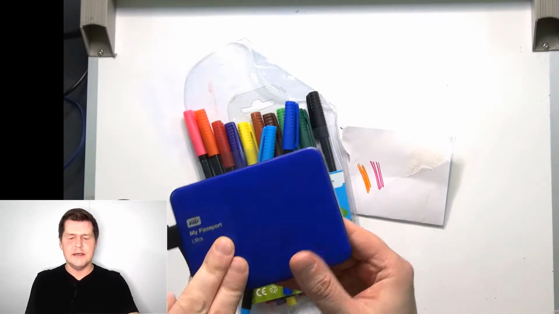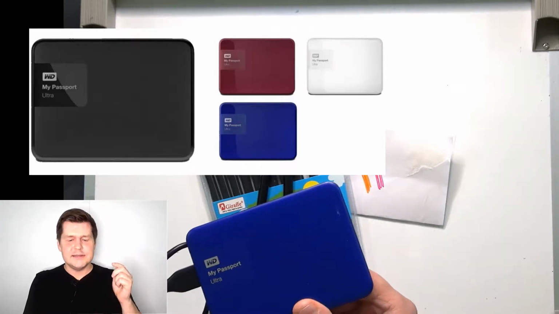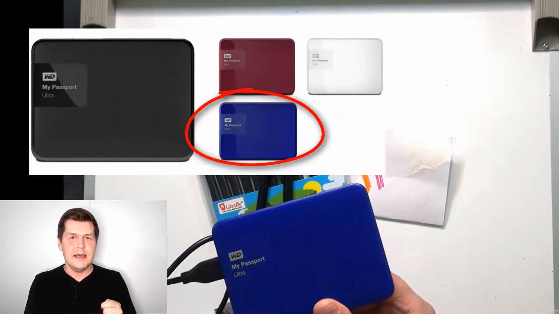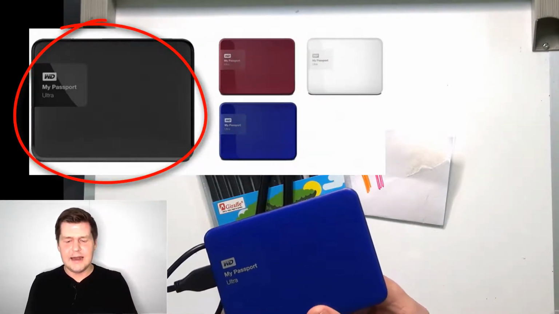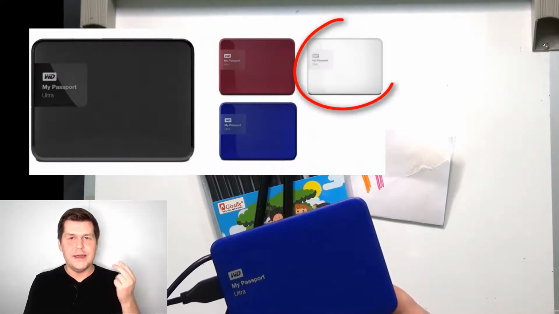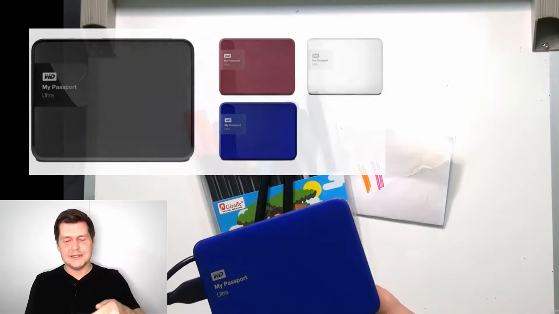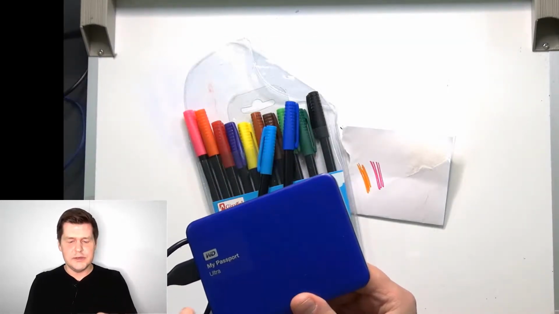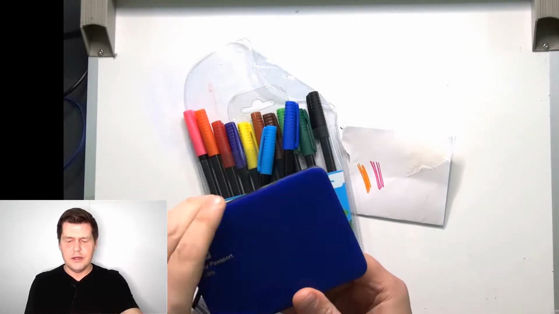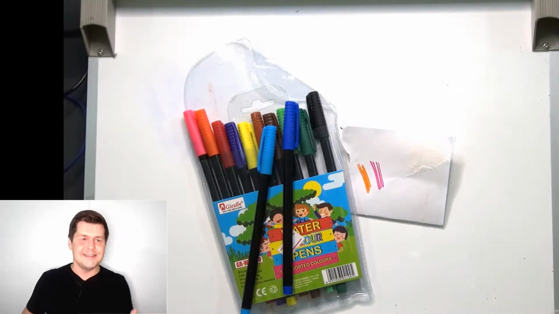So this is a 1 gigabyte hard drive for my computer. It holds 1 gigabyte. And when I bought it, there were 4 different colors. They had it in red, they had it in blue like this, and they had it in black, and they had it in white. So there were 4 colors to choose from. And of course, my favorite color is blue, so I chose blue. So this is a 1 gigabyte external hard drive, and it is blue on the outside. And I have many other things that are blue.